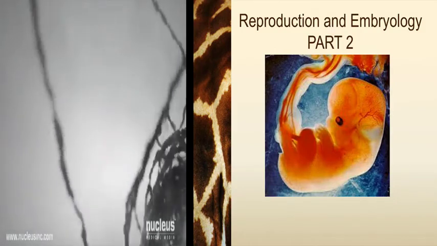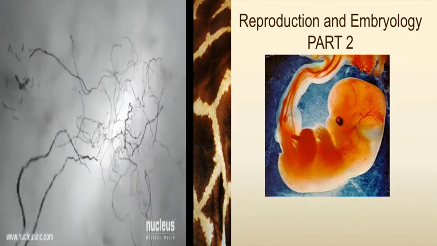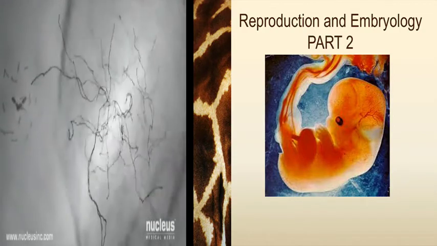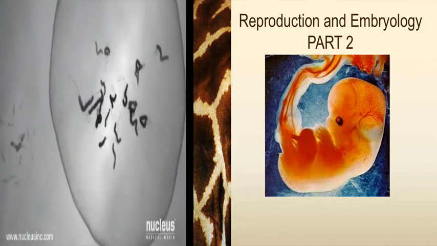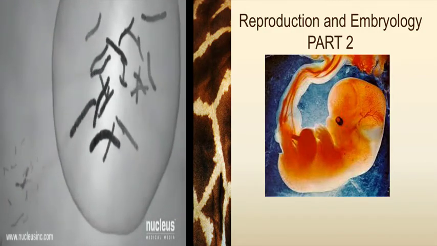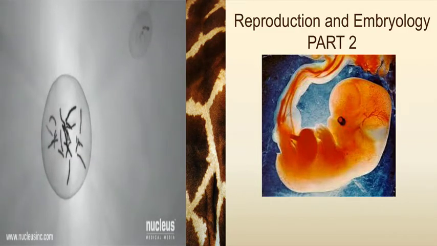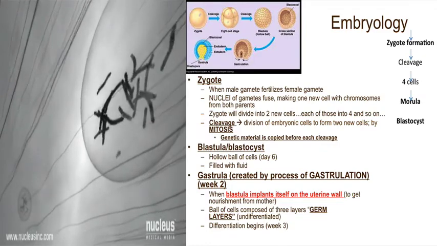So now that we've talked about how gametes are formed and exactly how fertilization occurs, we're going to go ahead and go into the actual development of the human and how we start from one single-celled zygote to this huge multicellular organism. So there's a couple things we need to know before we actually go into embryonic development.